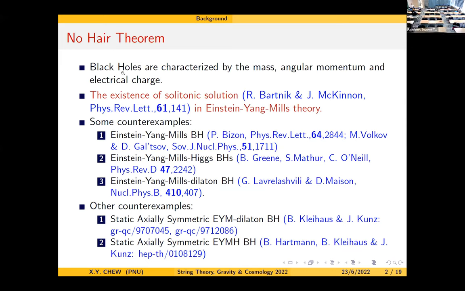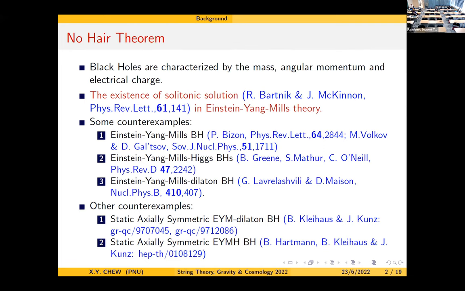I think most of us here know the no-hair theorem from the previous talk by Professor Lee Boon Hong and by Professor Mio Park, I think. And then we all know that black holes are characterized by the mass, angular momentum, and the electrical charge after the gravitational collapse. It means you won't detect other properties of the black hole other than these three properties.